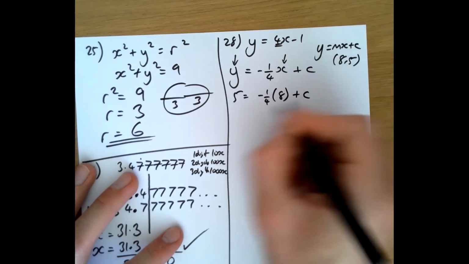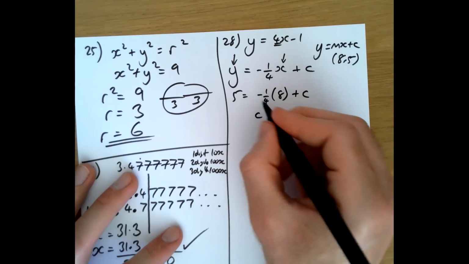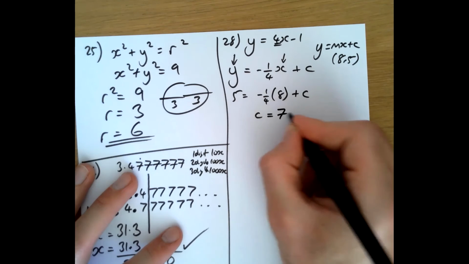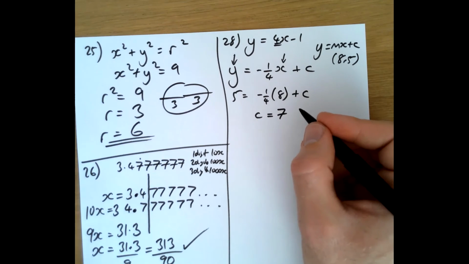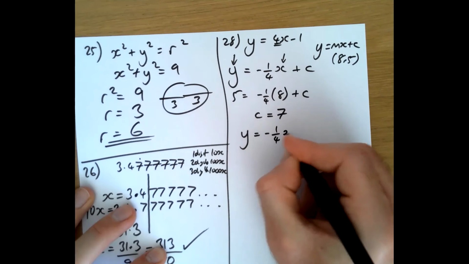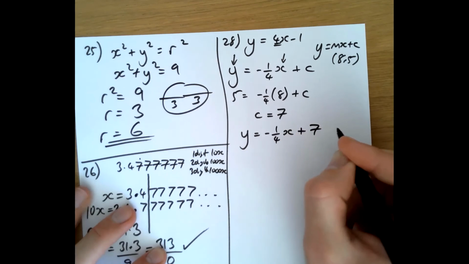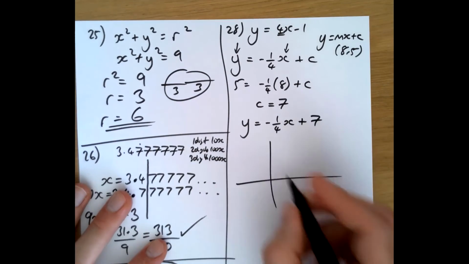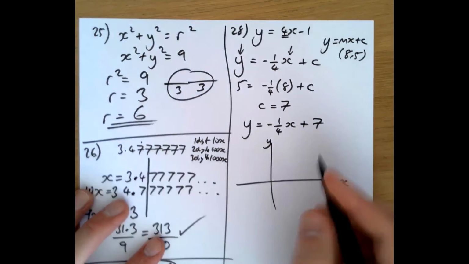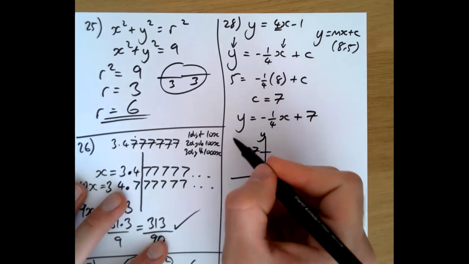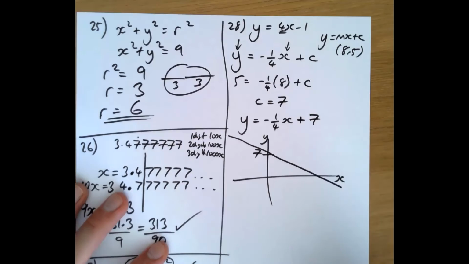So I can rearrange this. Minus a quarter times 8 is minus 2. So c, I believe, must be 7. So my line must be y equals minus a quarter x plus 7. But what I'm told is, if I just draw this out to help you visualize it, the y-intercept is 7 and the gradient's minus a quarter. So it's going to look something like that.